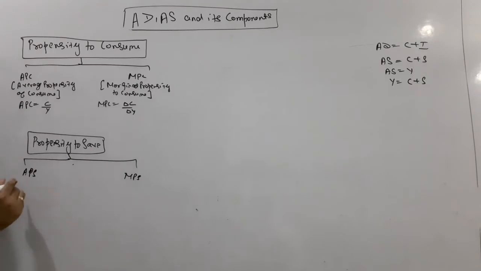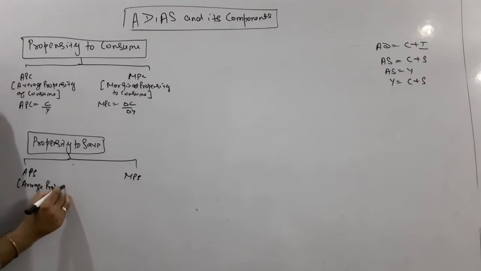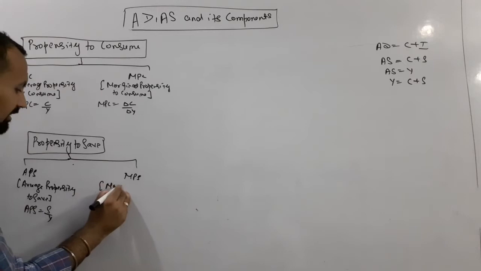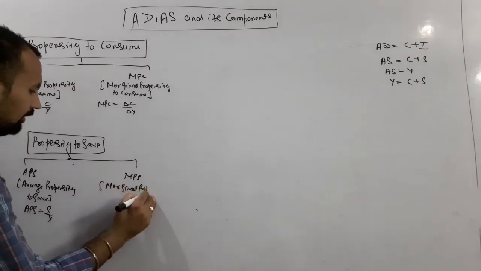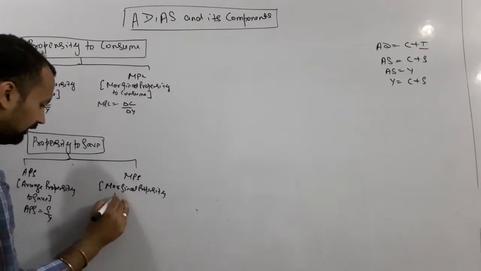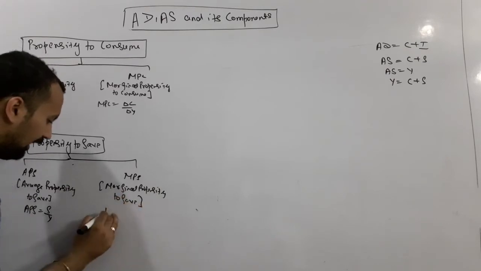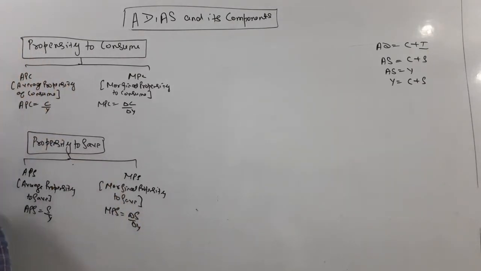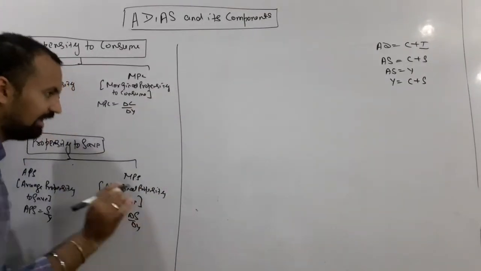In the same manner, APS stands for average propensity to save, and it can be calculated as S upon Y. MPS is marginal propensity to save, that is MPS equals delta S upon delta Y. Directly its meaning is, APS is the ratio of savings and income, MPS is the ratio of change in savings and change in income.